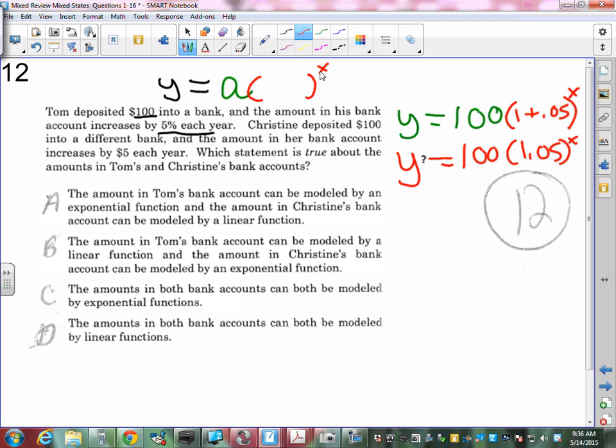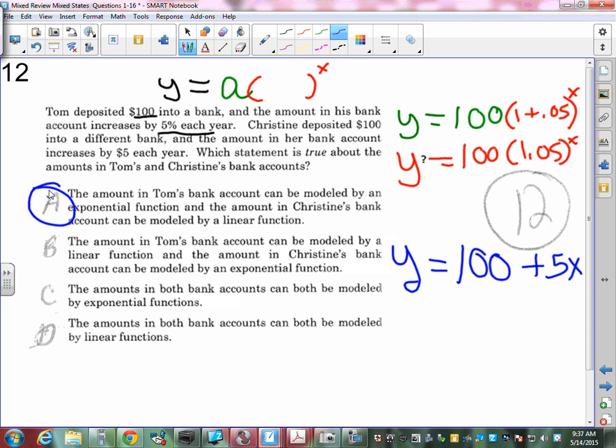Now, Christine is in a different thing, and this is a weird savings account for Christine. She's going to put $100 in, and it's only going to increase by 5 each year. That's going to be what? 5 times x, where x is the number of years. That's linear, isn't it? So A would be your answer.